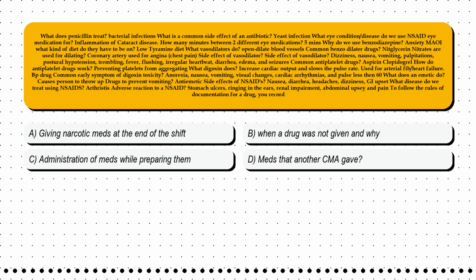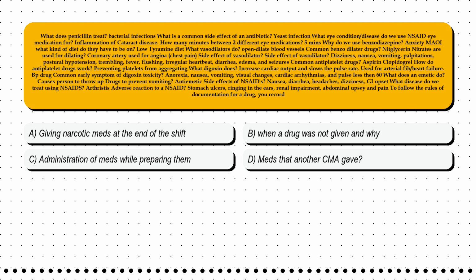Common antiplatelet drugs: aspirin, clopidogrel. How do antiplatelet drugs work? Preventing platelets from aggregating. What does digoxin do? Increases cardiac output and slows the pulse rate. Used for arterial fibrillation and heart failure. BP drug. Common early symptoms of digoxin toxicity: anorexia, nausea, vomiting, visual changes, cardiac arrhythmias, and pulse less than 60. What does an emetic do? Causes a person to throw up. Drugs to prevent vomiting.